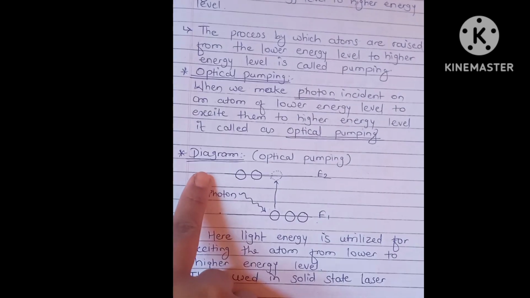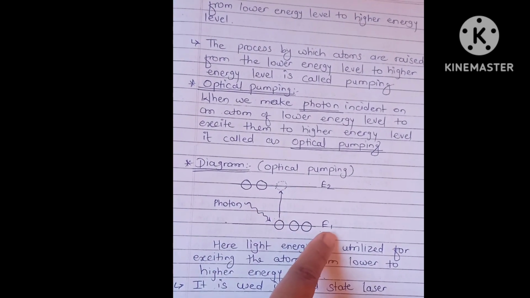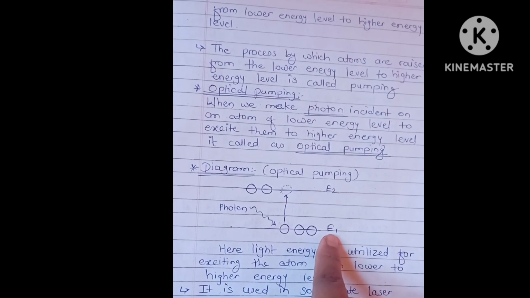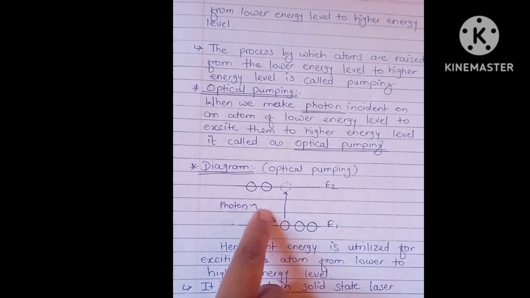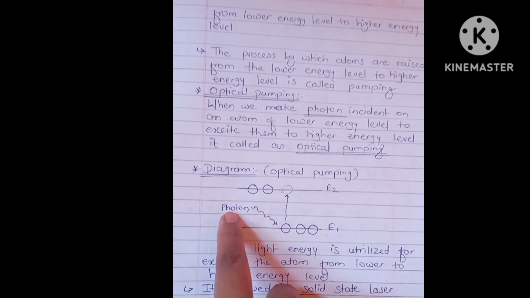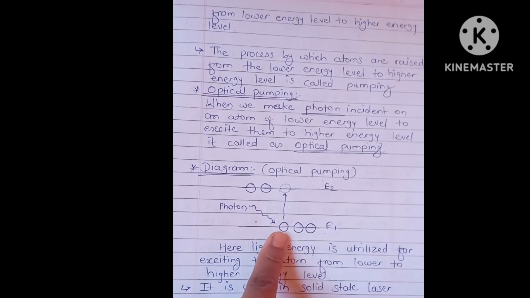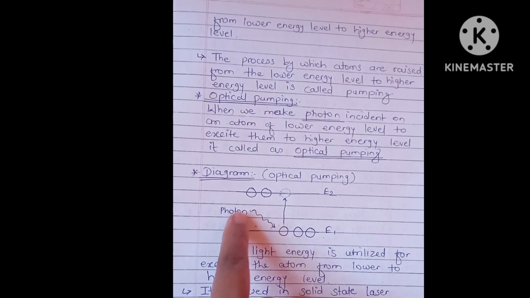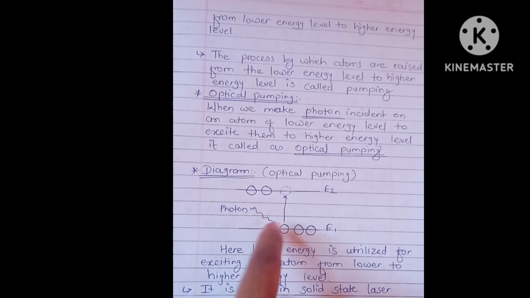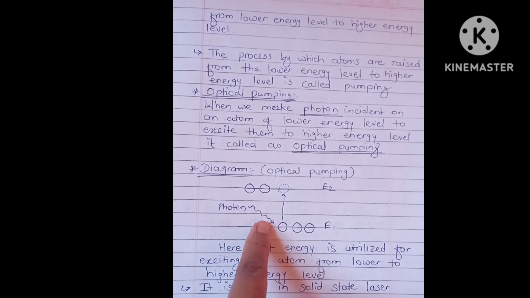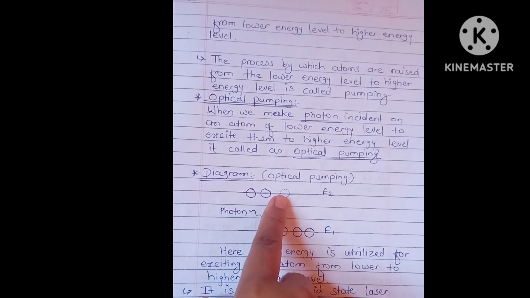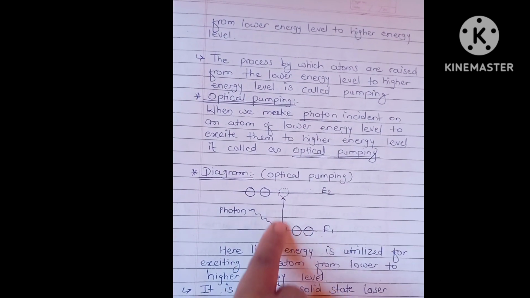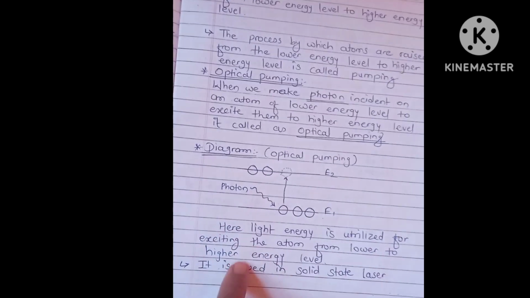This is the diagram of optical pumping. E1 is the lower energy level and E2 is the higher energy level. The photon and these are the atoms. The photon is incident on this atom. Due to this incidence, the atom and the photon collide and the energy is transferred. The atom is moved from E1 to E2, from the lower state to the higher energy level state.